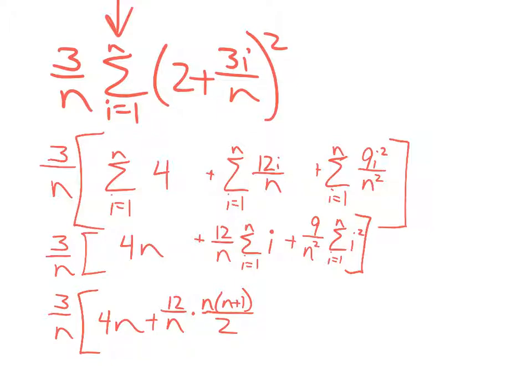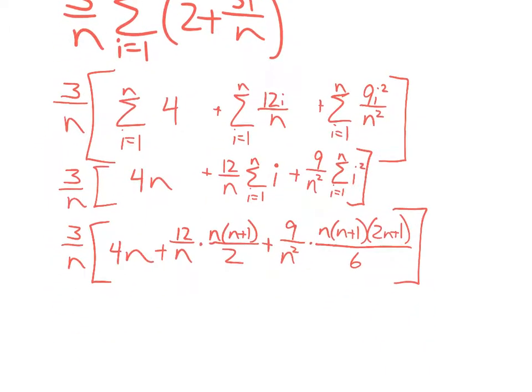Okay. And that will simplify a little bit. We also have a plus 9 over n squared, and the sum of the squares by our formula is n times n plus 1 times 2n plus 1 all over 6. Okay?